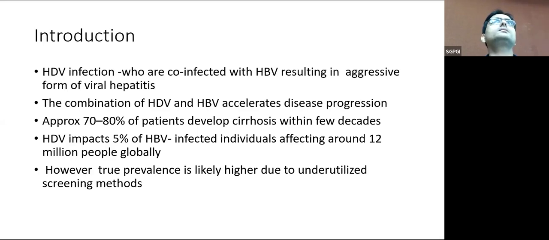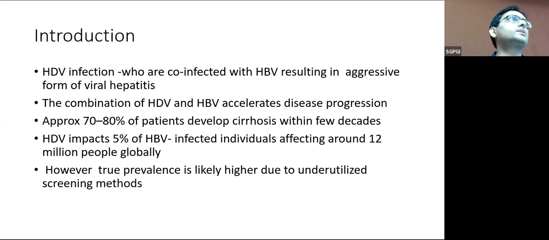The reason being that most of the initial studies had shown that hepatitis D virus is quite prevalent in our country. But as subsequent studies were done, its prevalence was found to be very low and it was not clinically significant. So that's why the researchers and the policymakers lost interest in hepatitis D virus, and the screening for this test is not routinely done.